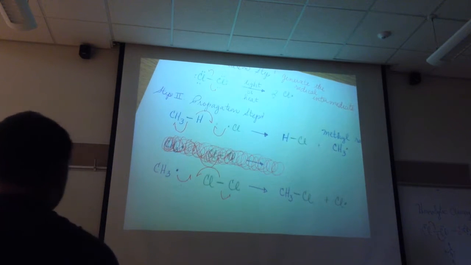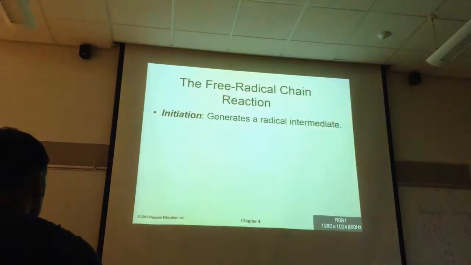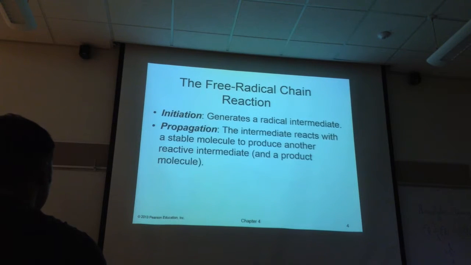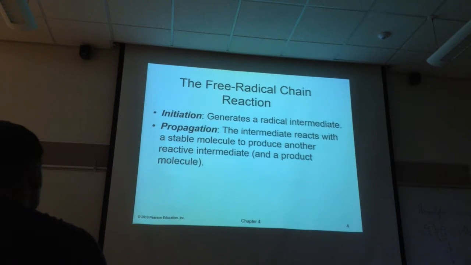Your book explains this in a complicated way that, frankly, I don't know if I could remember any other way, but this is what your book continues to say. Oh yes, in that initiation step, you had the radical intermediate. Now when you get to the propagation step, the intermediate reacts with a stable molecule to produce another reactive intermediate and a product molecule. Remember, molecule, radical, more than this. But then again, you learn whichever way works best for you. I would not remember this.